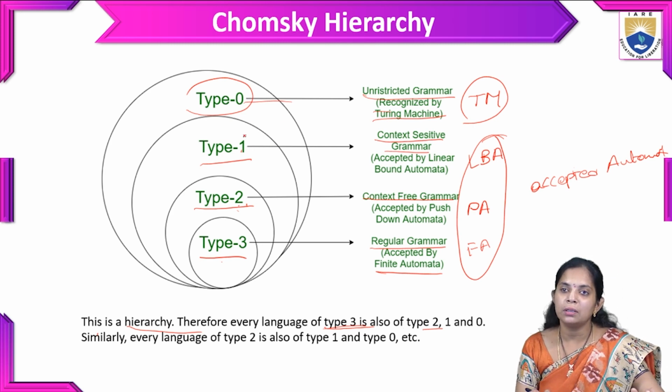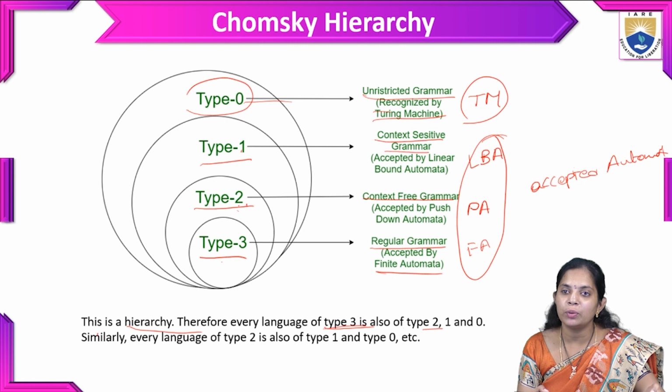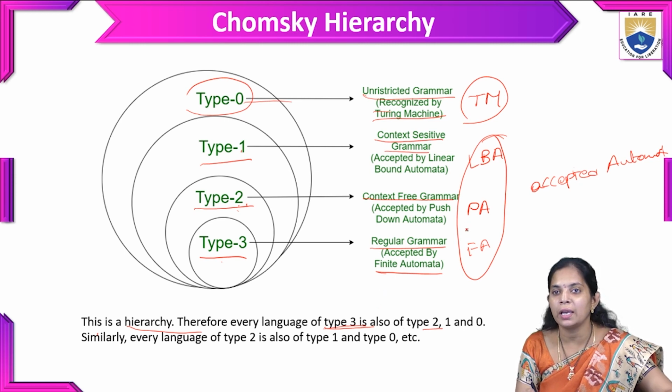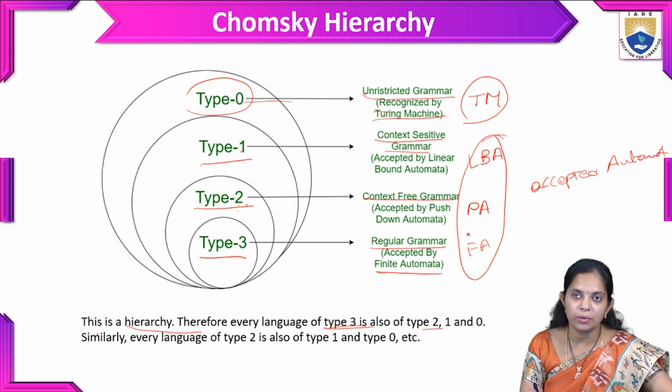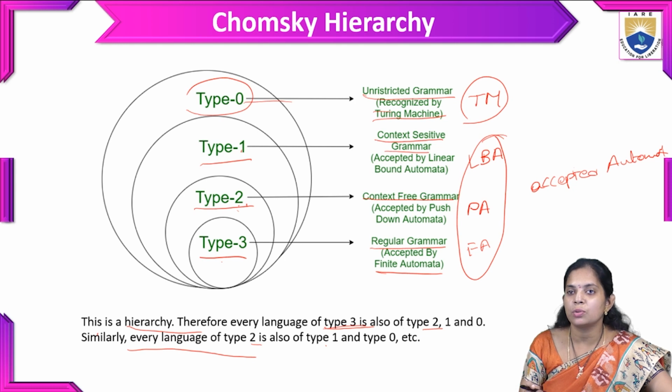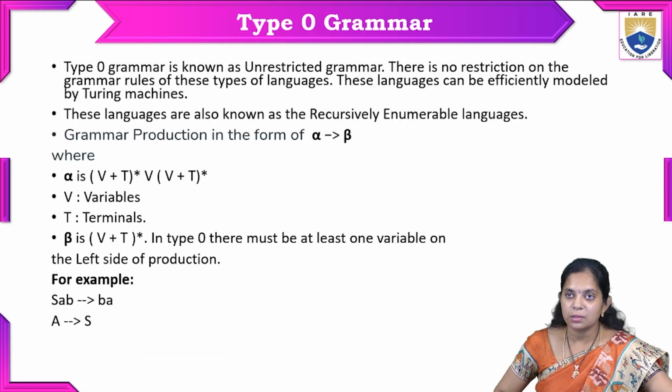So there is an interrelation or hierarchy between all these grammars, so that we can say it is a Chomsky hierarchy for the given languages. Every language of type 2 is also type 1 and type 0. So for every language there is a subset of the remaining languages. So this is the hierarchy of the languages.